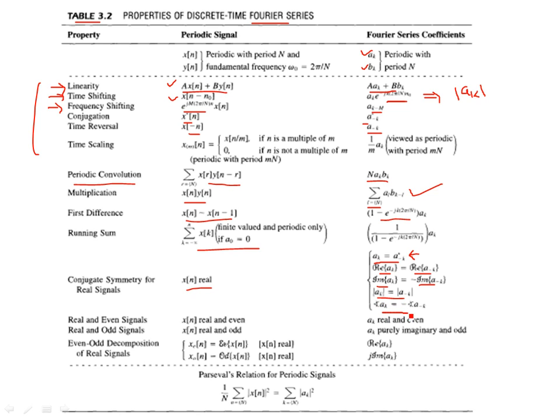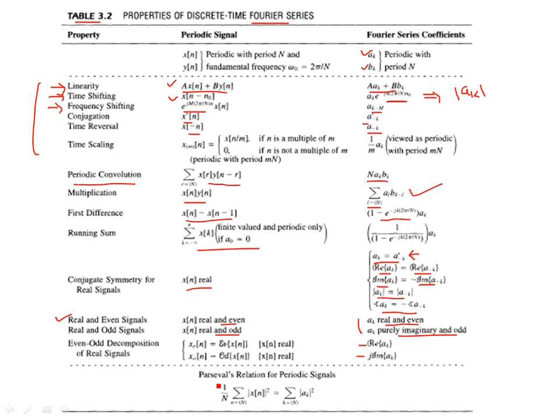The phases are odd. Okay, the phase has to be odd. Magnitude stays the same. So if the signal is real and even, then the a_k are both real and even. If x of n is real and odd, then the a_k are purely imaginary and odd. Okay, so even and odd decomposition follows from these properties. Even decomposition is the real part of a_k, and the odd decomposition implies the imaginary part of a_k.